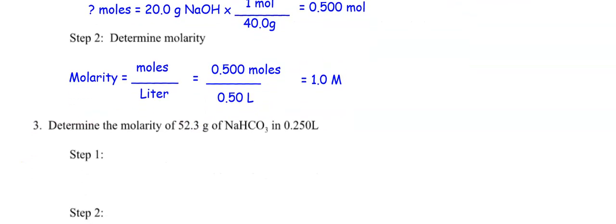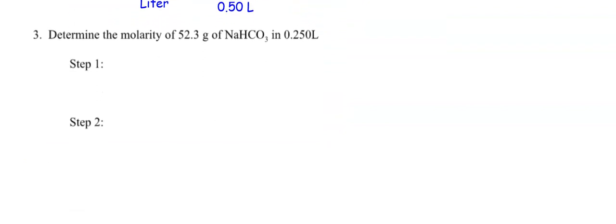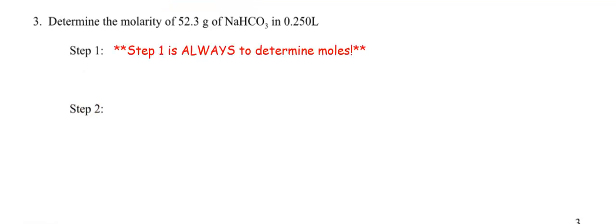All right, so now what? Determine the molarity of 53 grams. Periodic table of what is NaHCO3? Sodium bicarbonate. Maybe you remembered that. In 0.250 liters. Okay, well, what's step 1? Oh, that's right. Step 1 is always to determine moles.